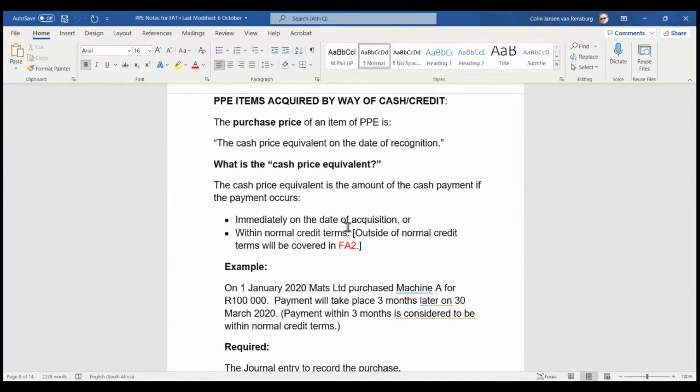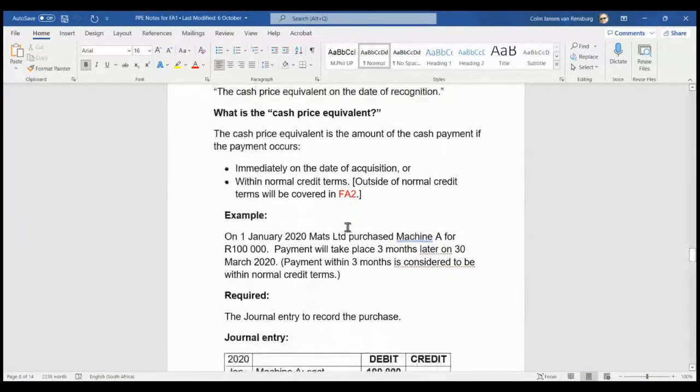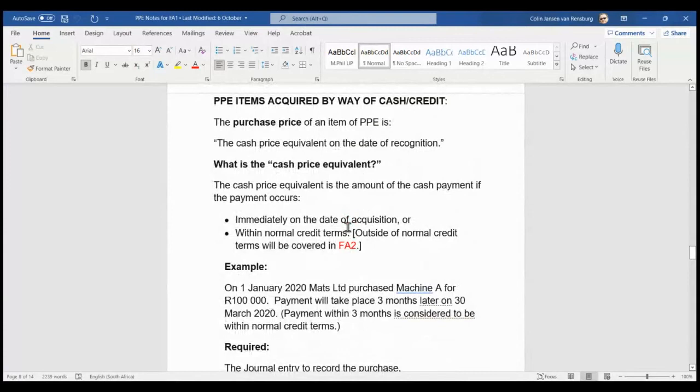Now, ladies and gentlemen, I want us to go and record a few journal entries here. We are going to go through a few basic examples, and then we are going to make it slightly more complicated as we go along. In this example, on the 1st of January 2020, Mats Limited purchased machine A, and let's say they are going to have a separate account for that machine, for 100,000 Rand. So that is the purchase price.